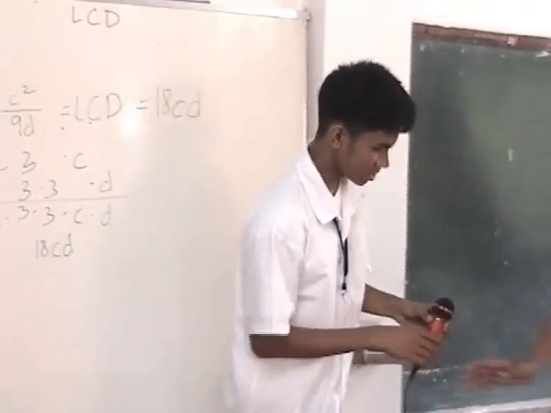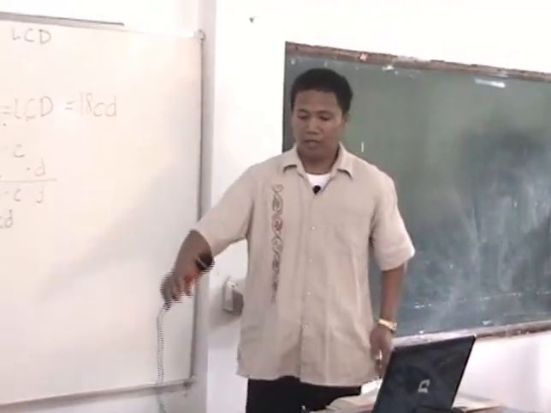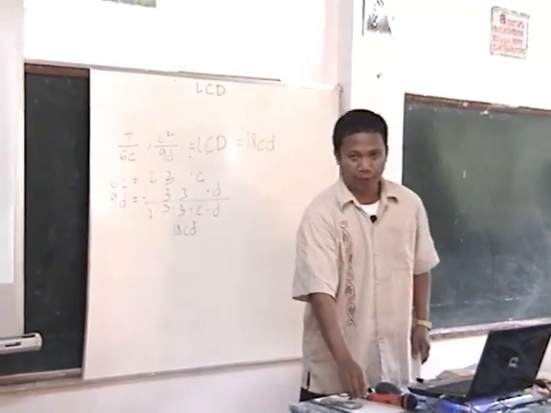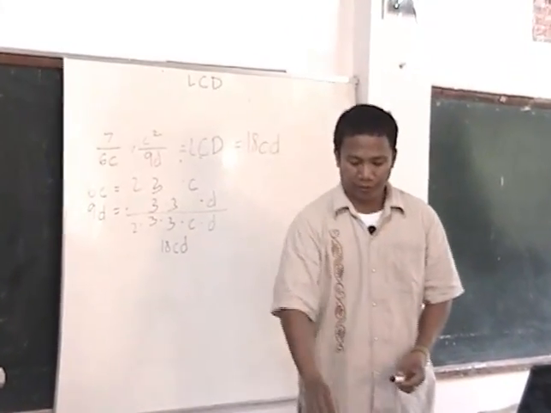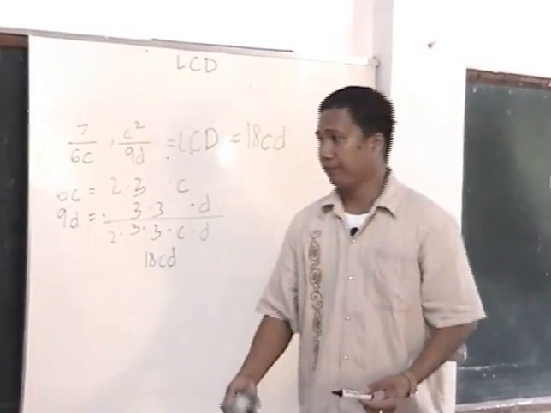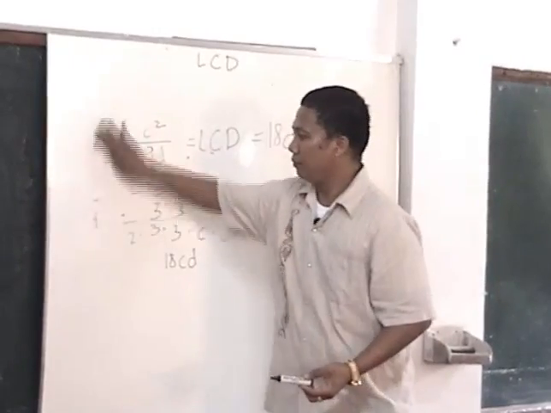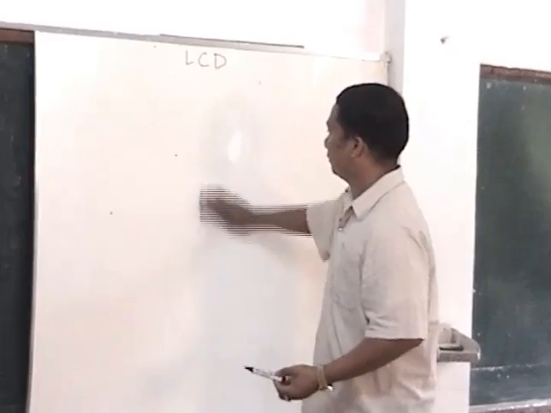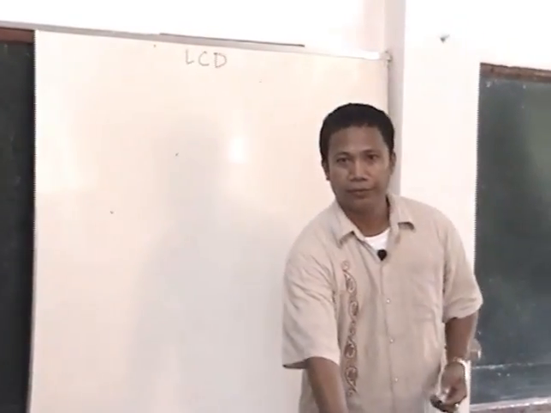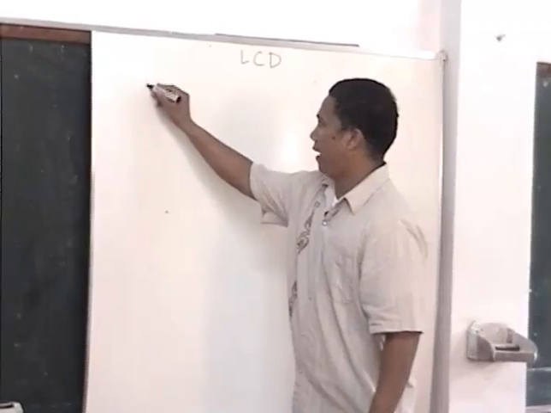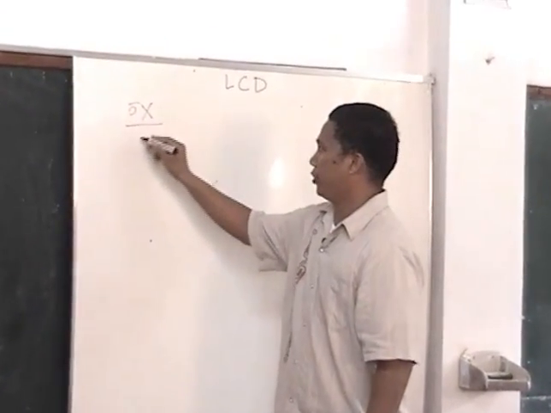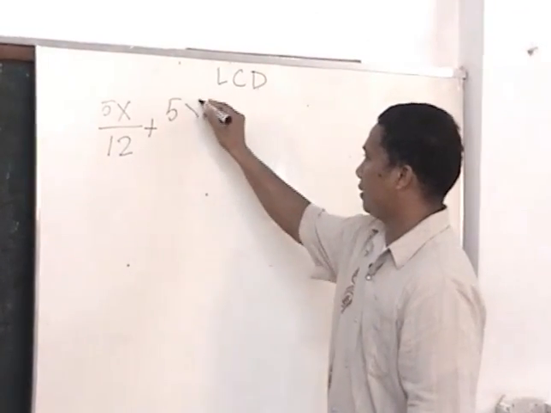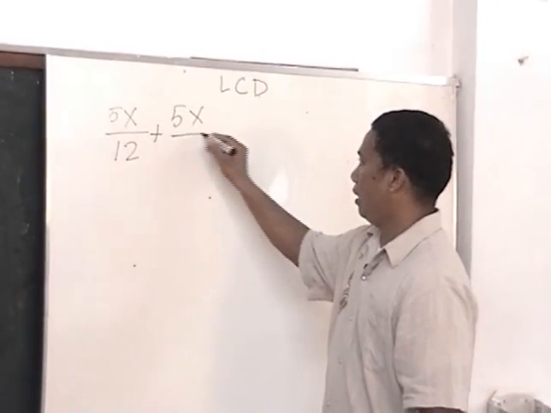Okay, thanks a lot, Miss Terminero. So you know now how to determine the LCD of rational expressions. Now, let us proceed to addition of rational expressions. So let us have the first example. Say for example, we have 5x over 12 plus 5x over 12.